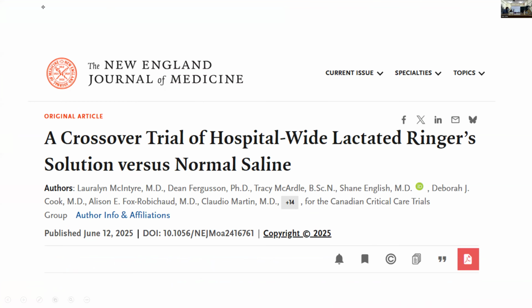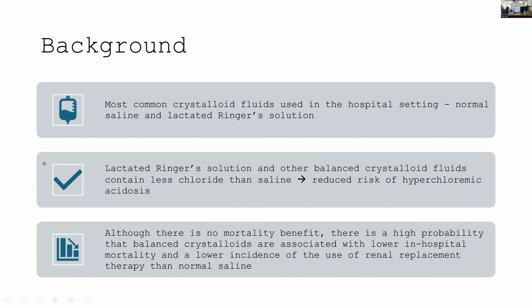So now let's go and appraise this particular study. It's a crossover trial of hospital-wide lactated Ringer solution versus normal saline. If you look at the background, most of the crystalloid fluids we use in hospitals are either normal saline or Ringer's lactate. But Ringer's lactate and other balanced crystalloid fluids like Plasma-Lyte have the advantage of reduced risk of hyperchloremic acidosis.